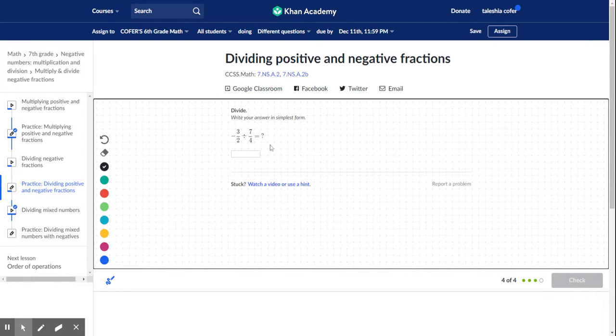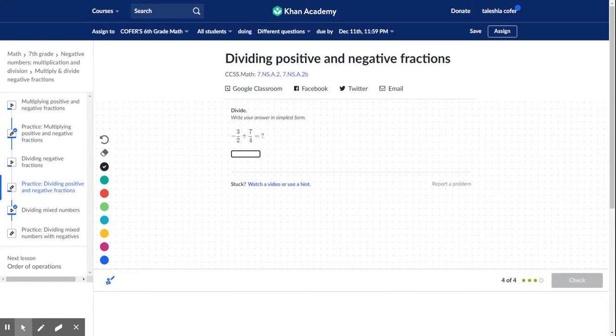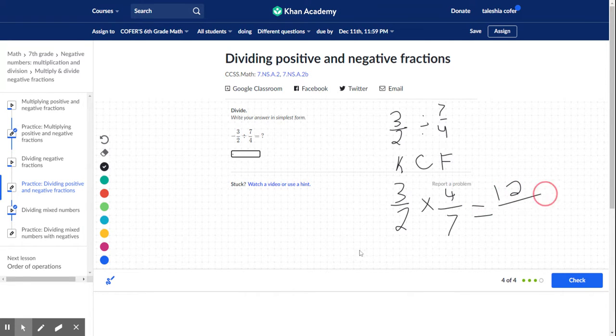Last one. They're different signs. This one's negative, this one's positive, so I automatically know my answer is going to be negative. I'm going to write my 3/2 divided by 7/4. Now I can do some of that keep, change, flip stuff. Keep it as 3/2. Change it to multiplication, flip it, and I now have 4/7. Multiply straight across. 3 times 4, that's 12. 2 times 7, that's 14.